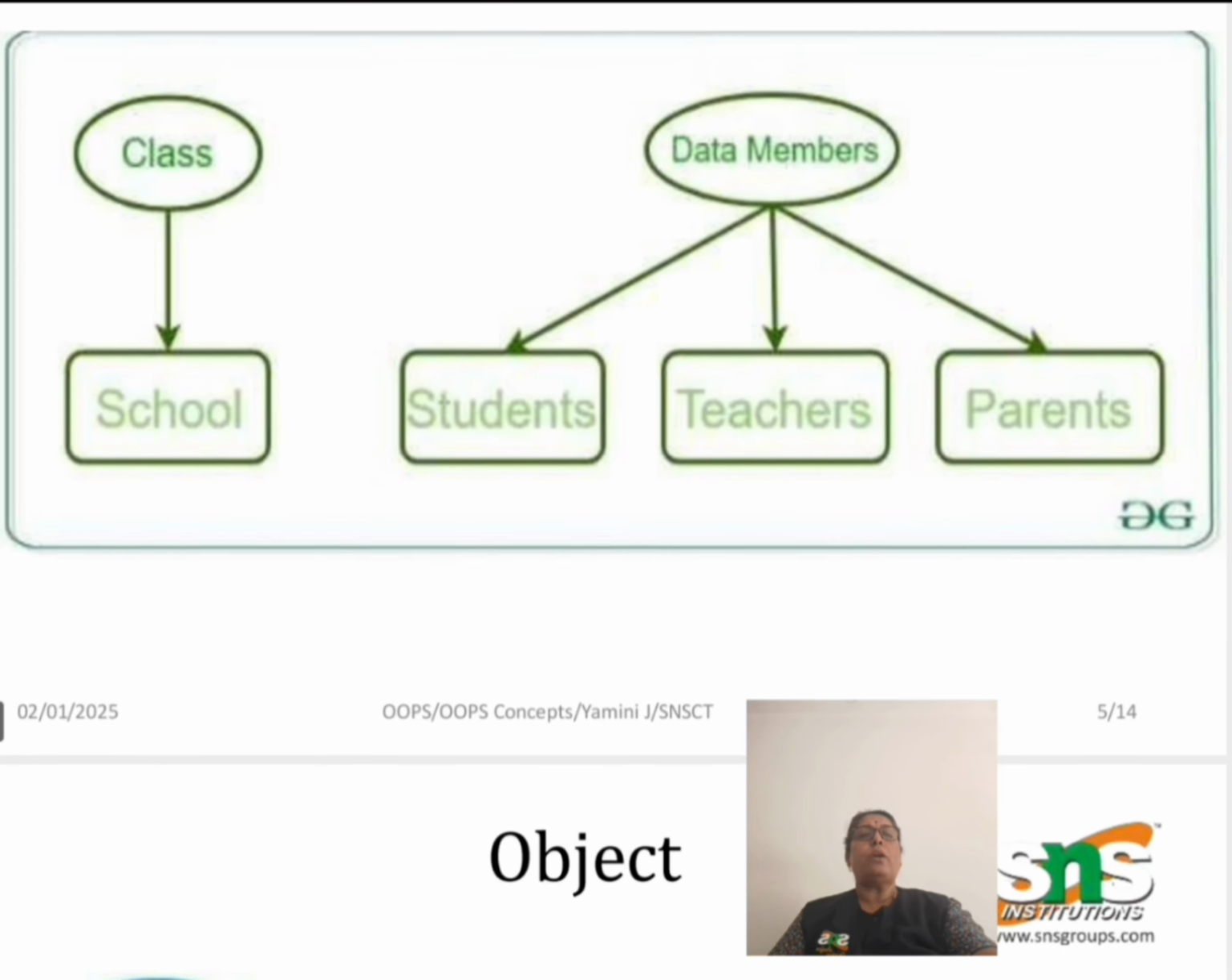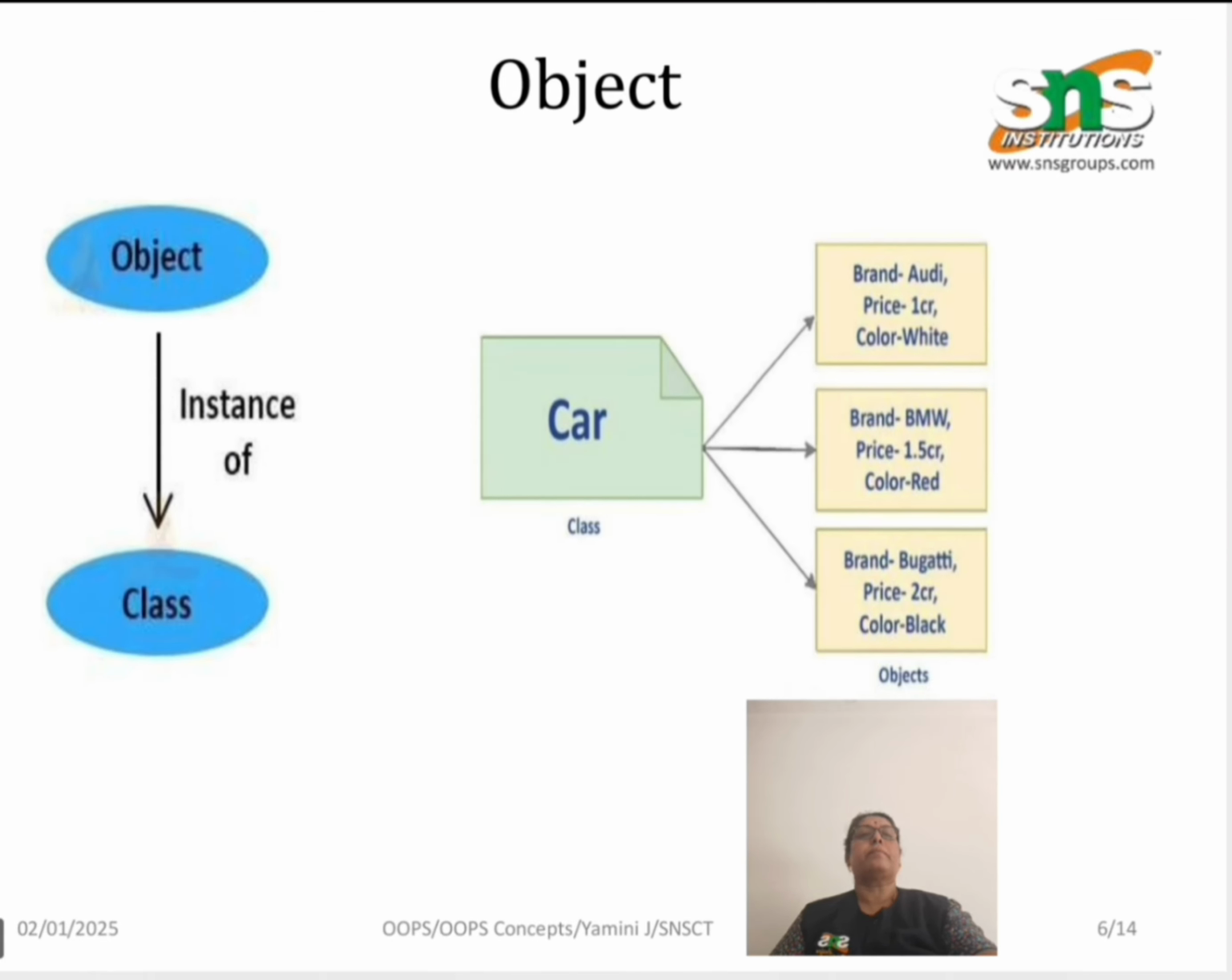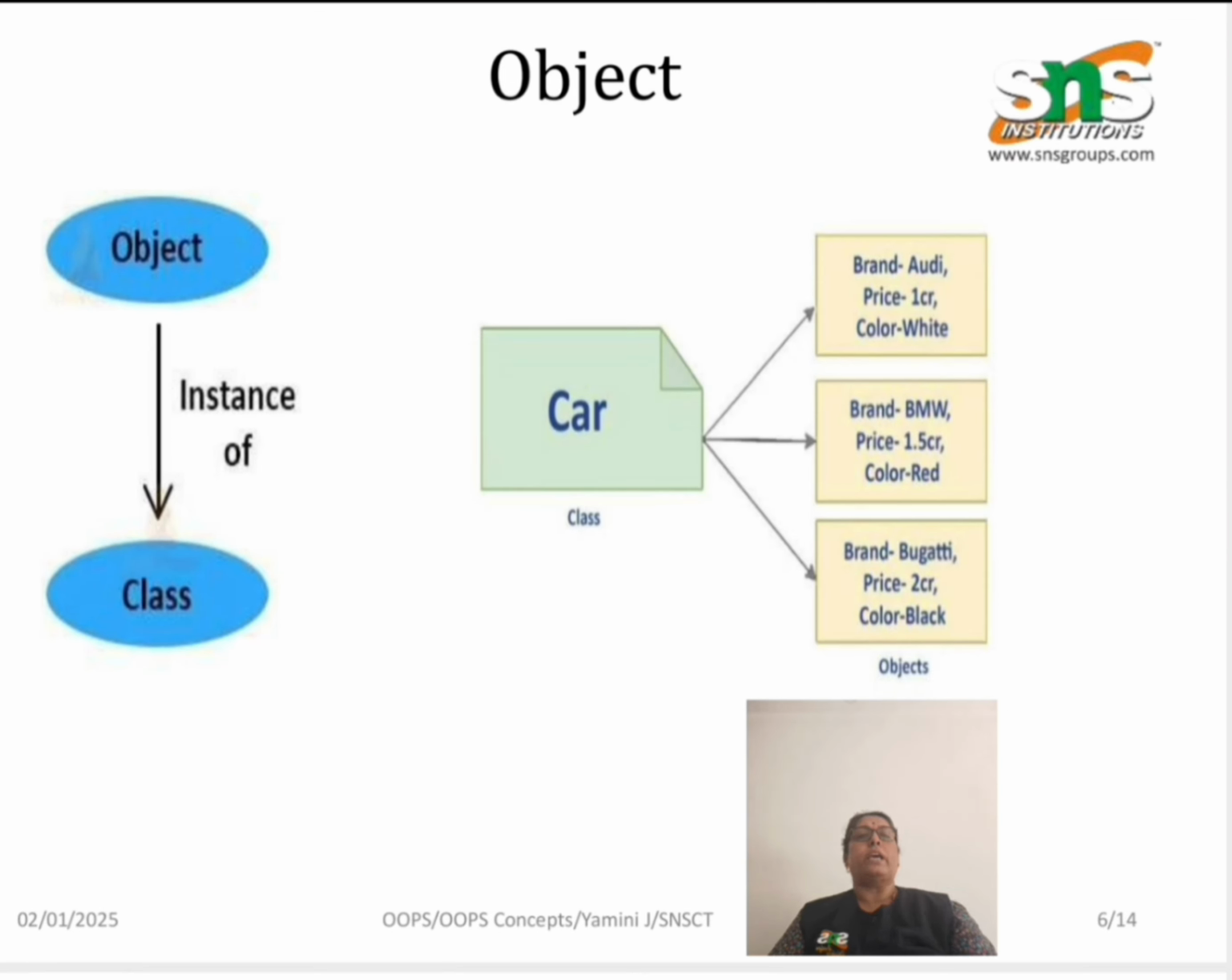Next one, object. An object is an instance of a class. It represents a real world entity that occupies memory and performs actions. A car is called a class. Then a specific car like a red BMW is an object. Objects interact with each other in object-oriented programming.